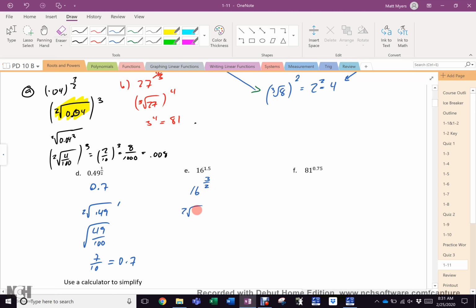Which is the square root of 16 cubed, which is 4 cubed, which is 64. Nice job, Shayla. No silence there. Well played. Now do F while I drink my coffee.